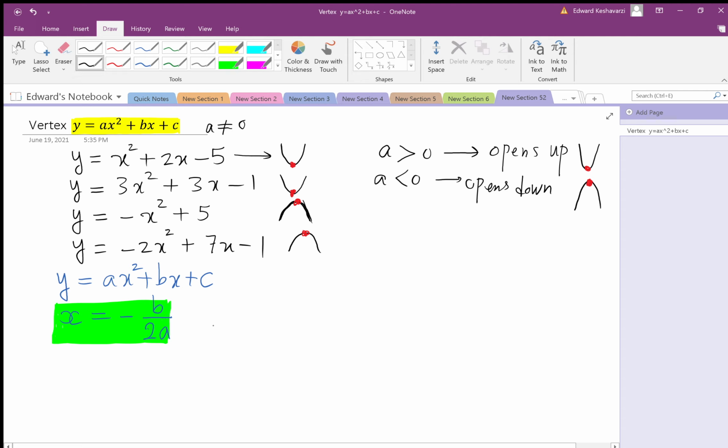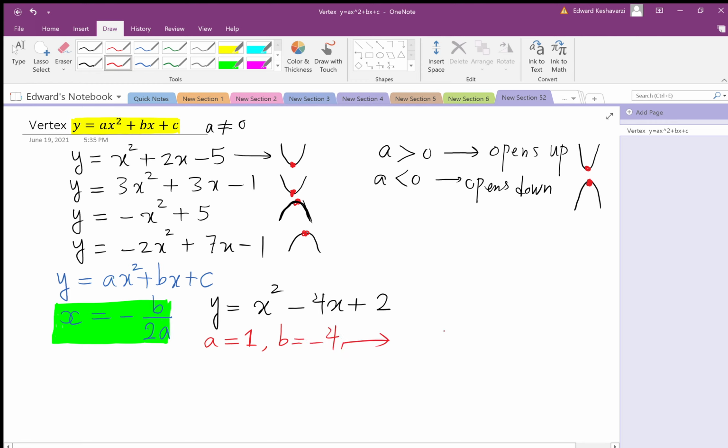Let me give you an example. So y equals x squared minus 4x plus 2. Okay, let's apply this formula. But before that, I would like to write here what are the values of a, b, and c. Actually, we don't need c in this formula. This formula depends on a and b solely. Therefore, a equals 1, b equals negative 4.